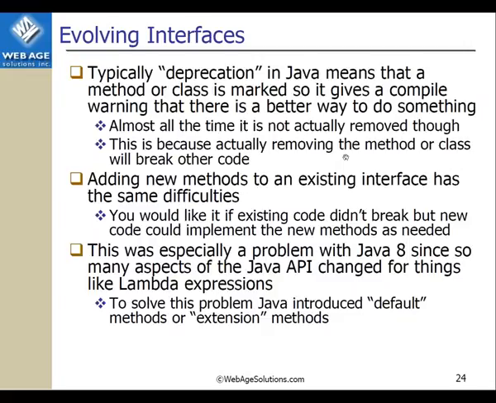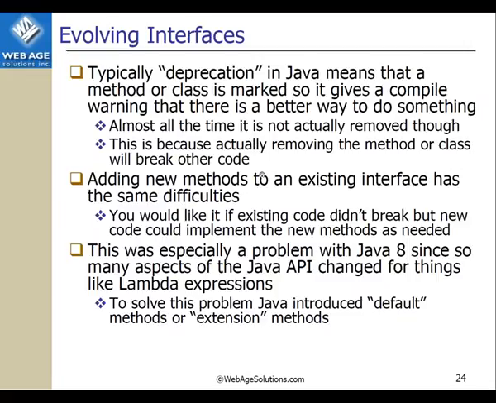Well, why is that? The reason is it's one thing to give you a compilation warning and say, hey, you could do this a different way, but it'll still work. We'll still let you run it. Actually removing something or actually adding something is a much more significant change. So deprecation is why things generally have not actually been removed, because actually removing it would break the code.